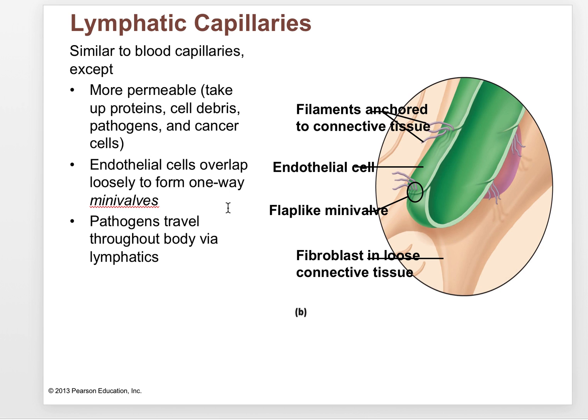Lymphatic capillaries are similar to blood capillaries, except they're more permeable. They're more permeable because they're used to take up proteins, cellular debris, pathogens, and cancer cells. So these are typically larger objects that get caught up in the lymphatic system than can be picked up by the regular capillaries. Endothelial cells overlap these lymphatic capillaries, and they form mini valves that ensure one-way flow of fluid. With these mini valves, like in this situation here, fluid goes into the lymph capillary but does not come out the same way. There's a one-way stop valve. And pathogens travel through the body via the lymphatic system.